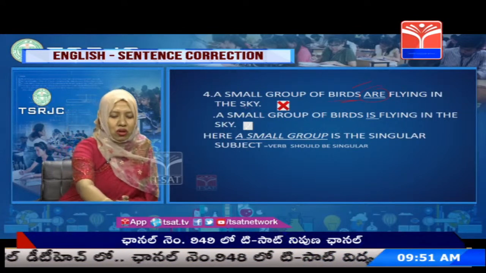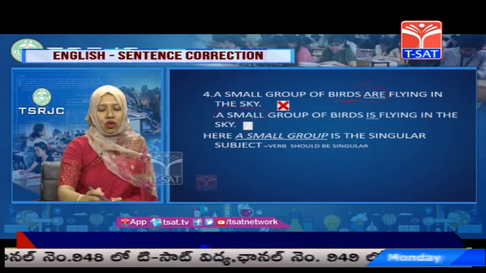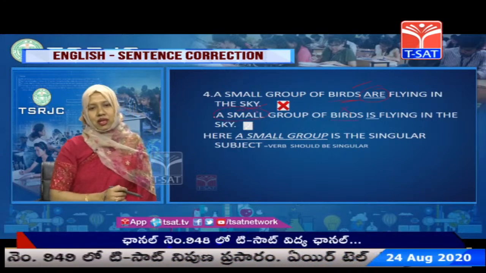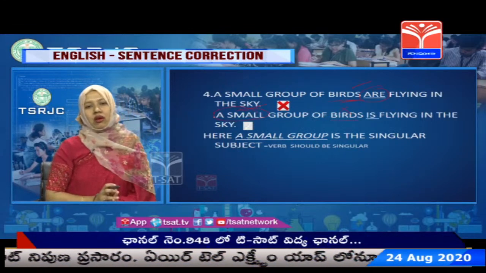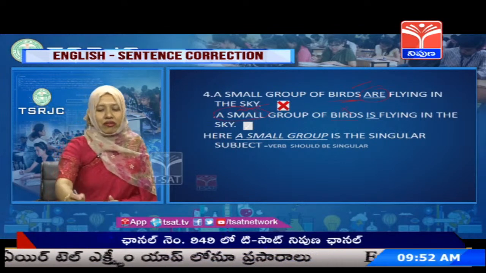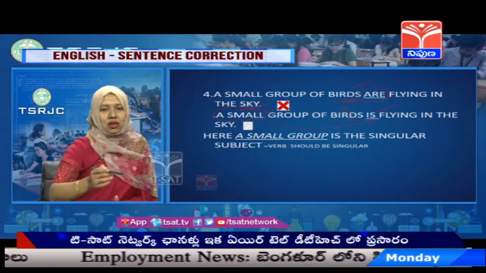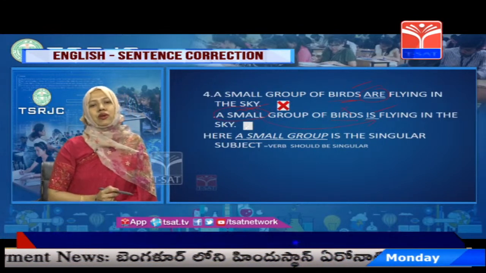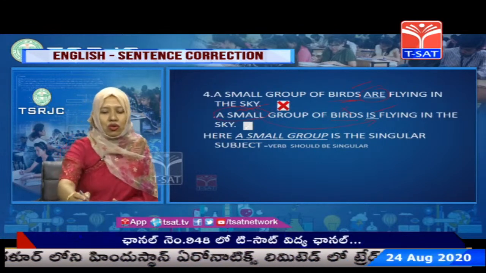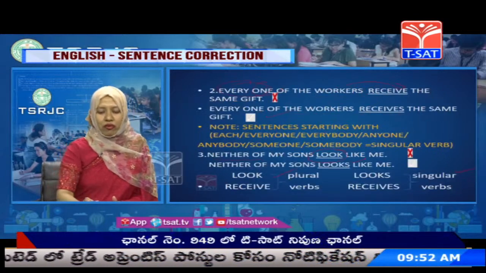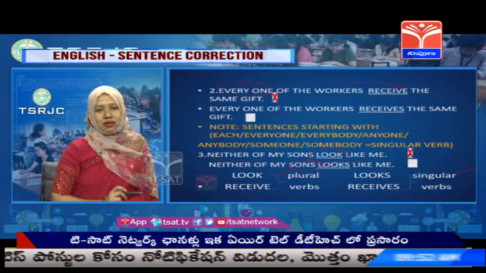So here a small means one. You should not look at this subject, you should look at the farthest subject, a small group of birds. So it should be referred to as singular. Because it is singular, the verb also should be singular. Never go for the nouns which are in plural form. If you go for plural form of nouns, you will make mistakes.